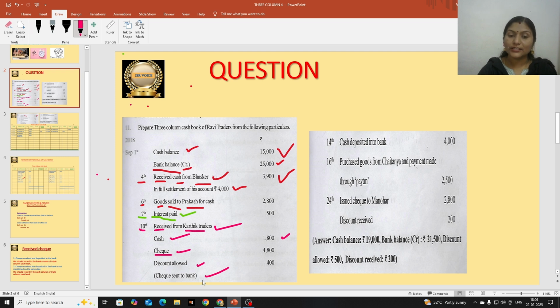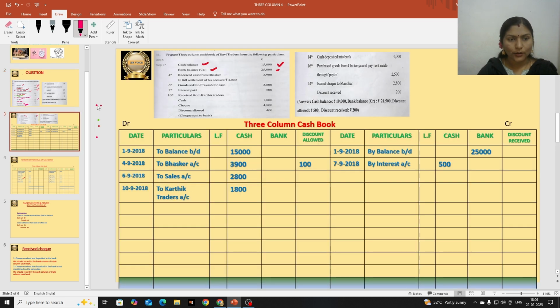If suppose that check sent to bank is not given, then we would have recorded it in cash column, even though that is a check. Okay, since the check was sent to the bank on the same date, we will put the amount in bank column. Now we are going to record in bank column only. So let us go and record in bank column now.